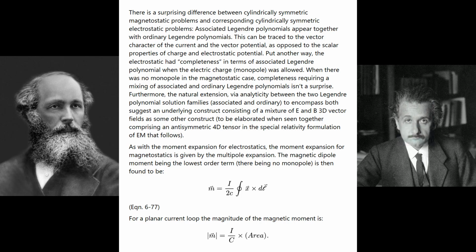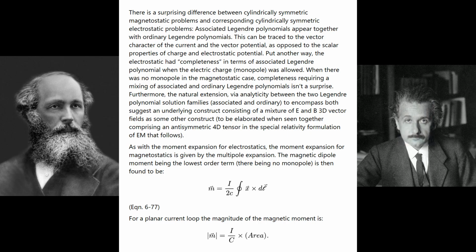a surprise. Furthermore, the natural extension, via analyticity between the two Legendre polynomial solution families, associated and ordinary, to encompass both suggests an underlying construct consisting of a mixture of E and B 3D vector fields as some other construct, to be elaborated when seen together comprising an antisymmetric 4D tensor and the special relativity formulation of EM that follows.